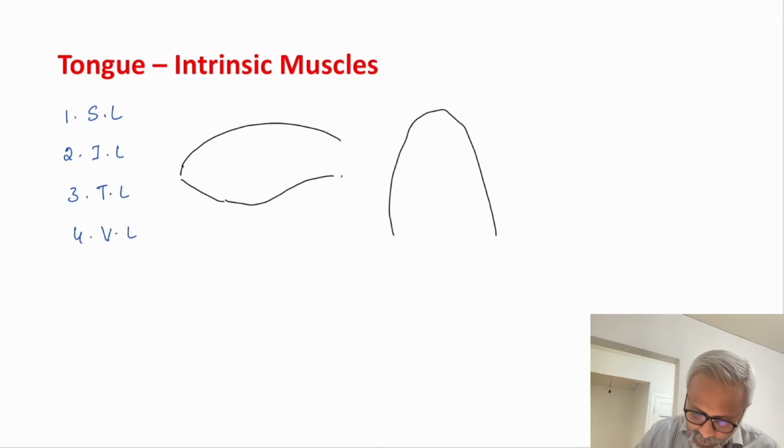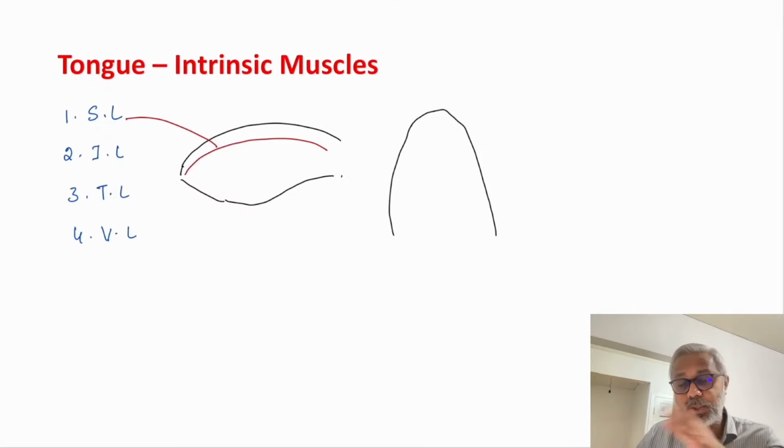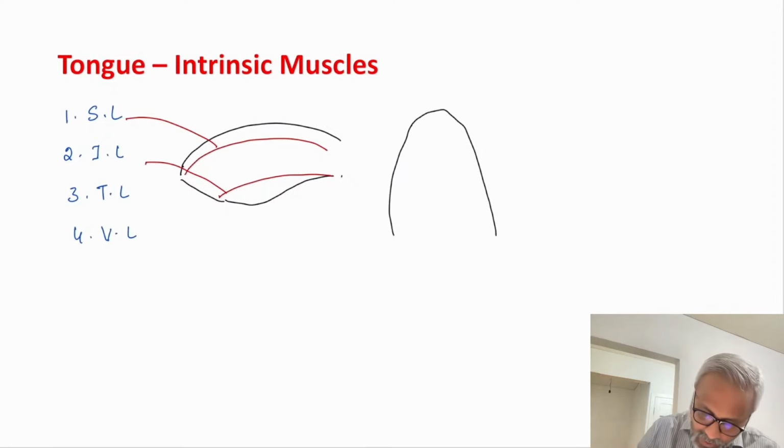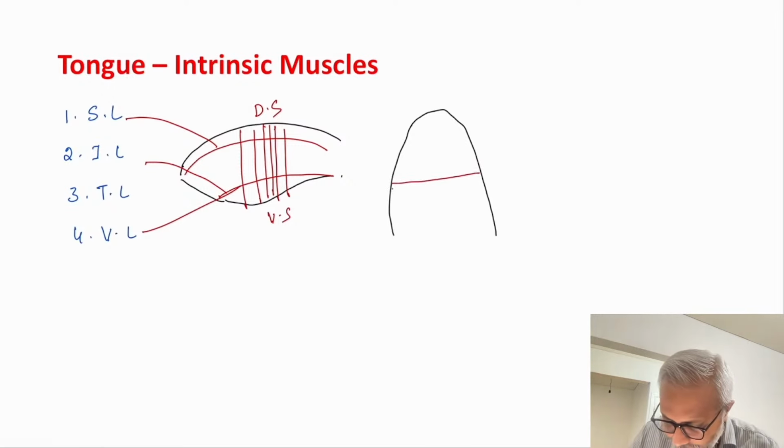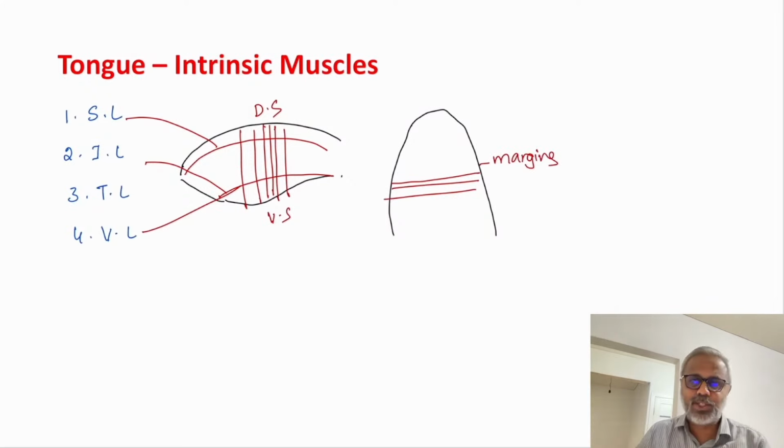Now, the first muscle, let's say we show is the superior longitudinalis, which extends from the tip to the posterior part of the tongue. Similarly, there is inferior longitudinalis, which extends again from the tip to the posterior part. Then there is a muscle called verticalis linguae, which runs through the substance of the tongue from the dorsal surface to the ventral surface. So what is this? This is not the transversalis linguae, this is the verticalis linguae. How is the transversalis linguae present? It extends between the two lateral margins of the tongue.